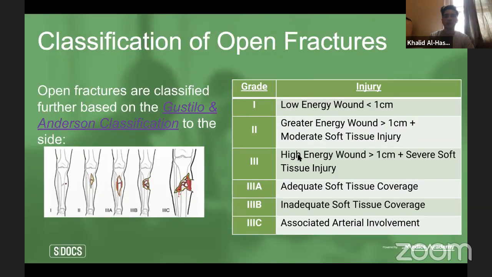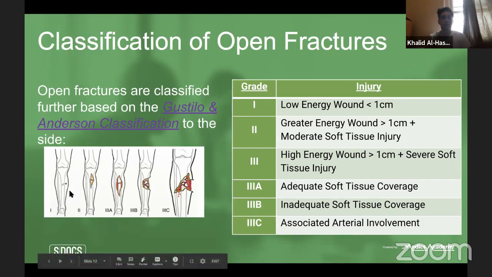Classification of open fractures. Open fractures are generally classified using a system known as the Gustilo and Anderson classification. This is a table which summarizes it. Grade 1 spans through to grade 3C, grade 1 being the milder end of the spectrum, whereas 3C is when things are a little more serious. Grade 1 means that it is a low energy wound. Soft tissue involvement is less than 1 centimeter wide.